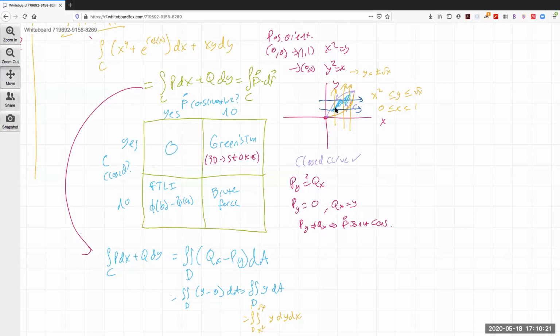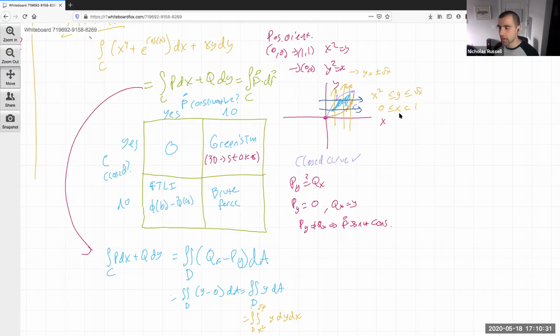Okay, never mind. I think I see. So whenever I figure out which one I'm integrating with respect to first, the next one must be a constant, right? That's always what's going to happen when I integrate that. Yeah.